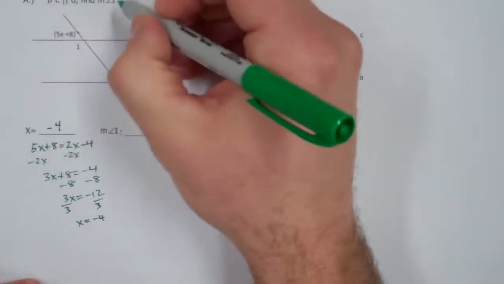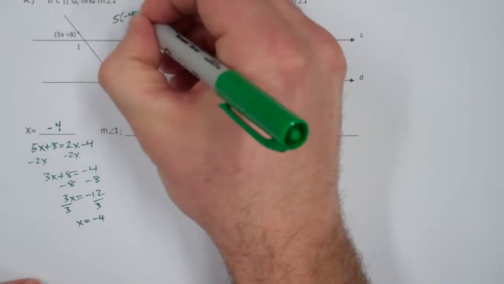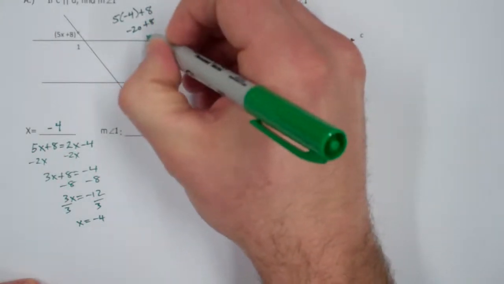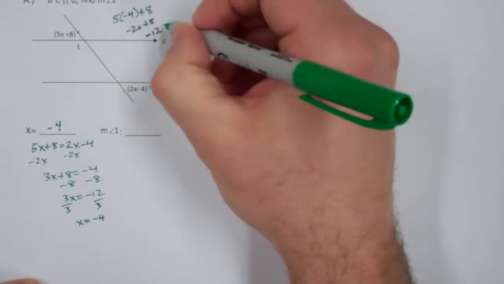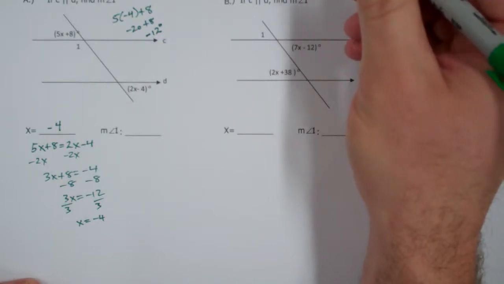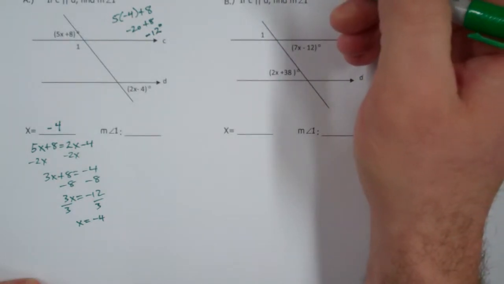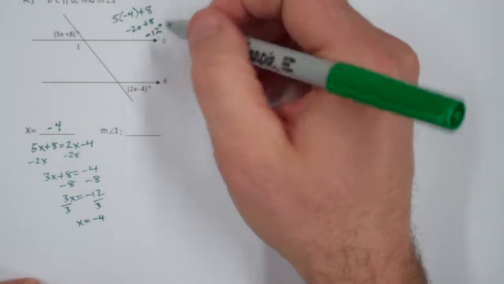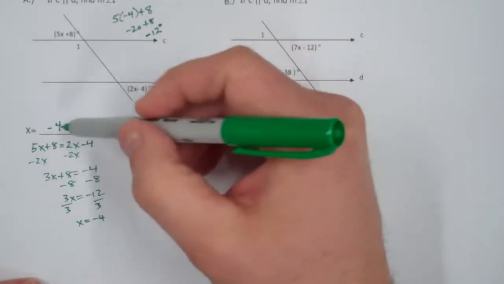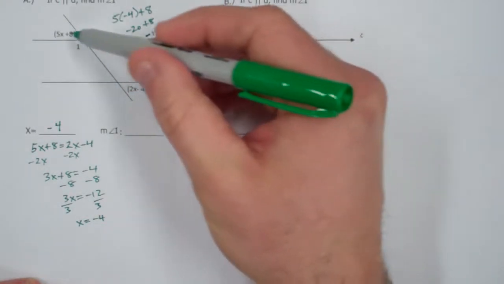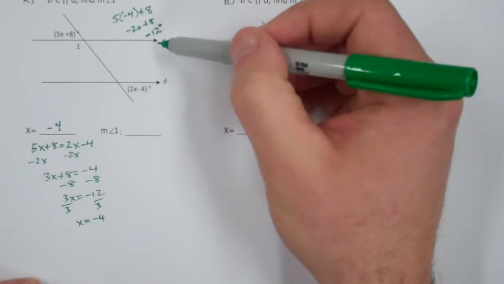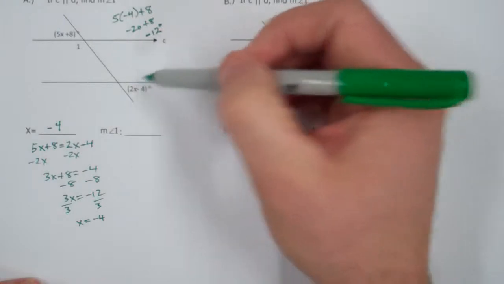To find the measure of this angle, you can do 5 times negative 4 plus 8, which is negative 12, and that would probably be degrees. Unfortunately, though, this isn't on the coordinate plane, so it's not possible to have any angle measures that are less than 0. So, although x would be negative 4 here, it's what balances these out. 2 times negative 4 is negative 8, negative 8 minus 4 is negative 12. So those are the same angle size.